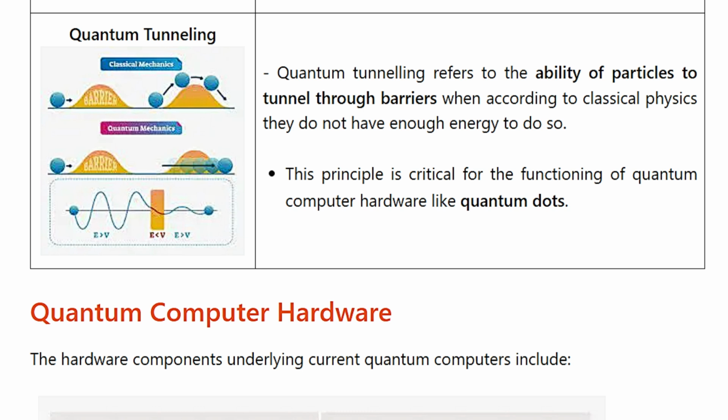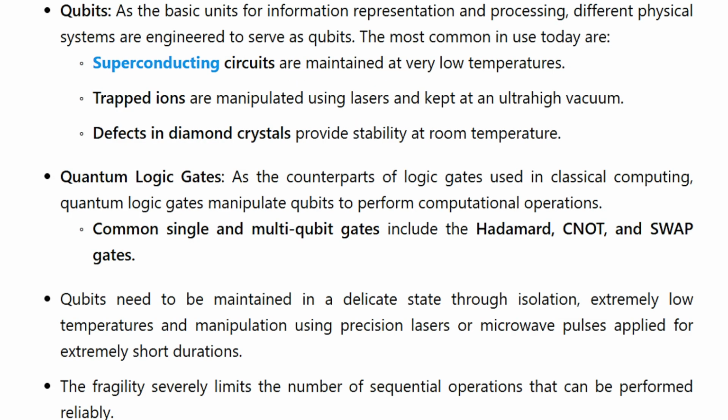Quantum computer hardware. The hardware components underlying current quantum computers include qubits, as the basic units for information representation and processing. Different physical systems are engineered to serve as qubits. The most common in use today are superconducting circuits, which are maintained at very low temperatures. Trapped ions are manipulated using lasers and kept at an ultra-high vacuum. Defects in diamond crystals provide stability at room temperature.